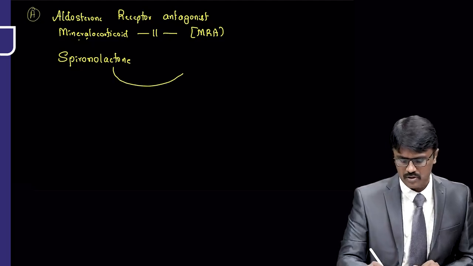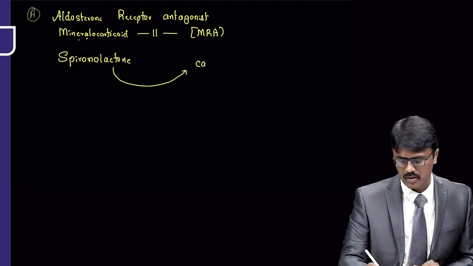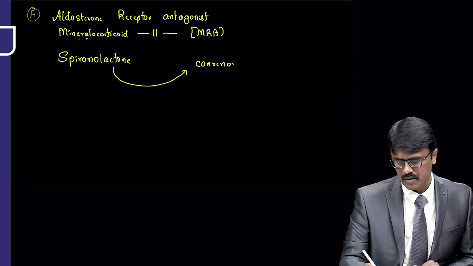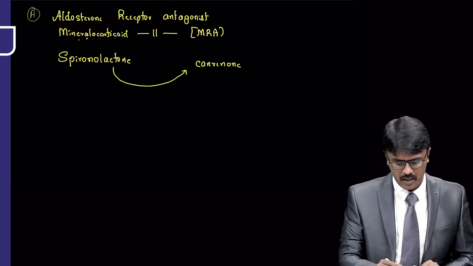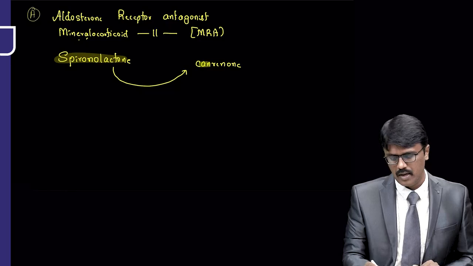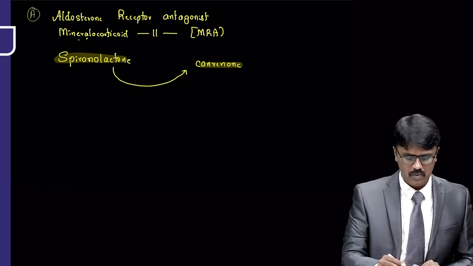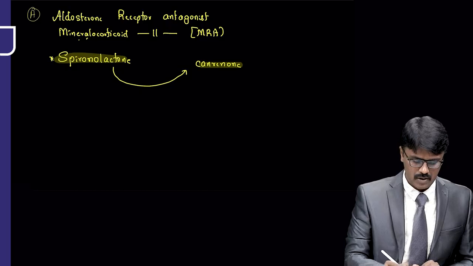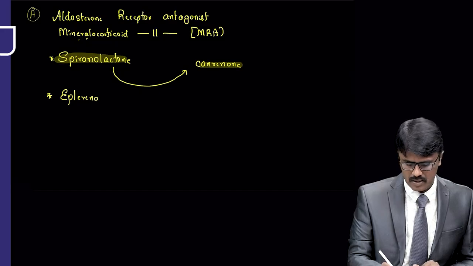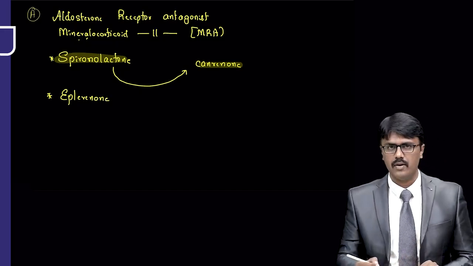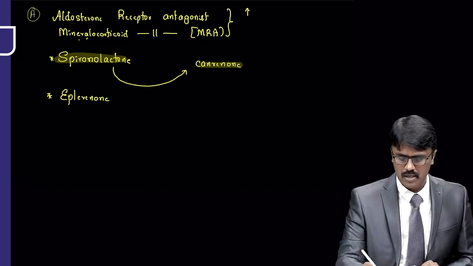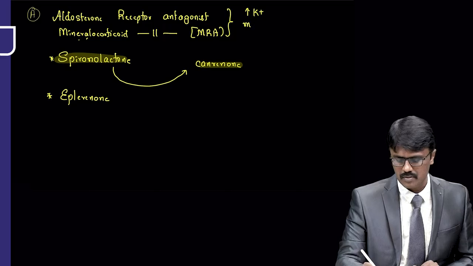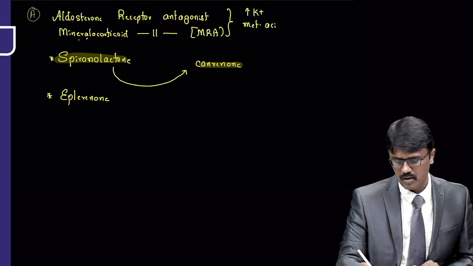After the metabolism, spironolactone is converted into canrenone. The question asked is, is this an example of prodrug? No. Spironolactone is also active. Canrenone is also active. One more aldosterone receptor antagonist what we have is eplerenone. So these are aldosterone receptor antagonists. And remember, these drugs can increase potassium and they can produce metabolic acidosis. Very common problem.